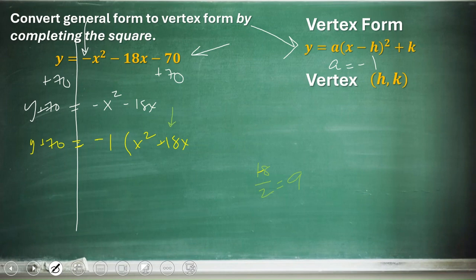And now we actually have to square it. So now step 2 is we square 9. And when we do that, we get 81. So I'm adding 81 here. Now, this is where we have to be careful.